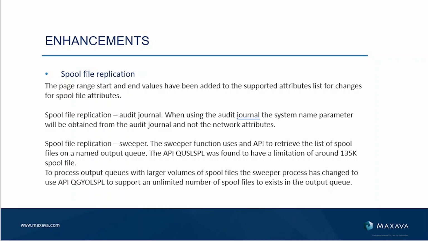Spool file replication audit journal. When using the audit journal, the system name parameter will be obtained from the audit journal and not the network attribute.